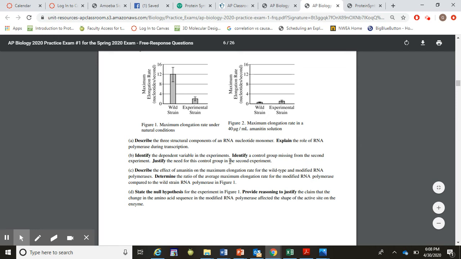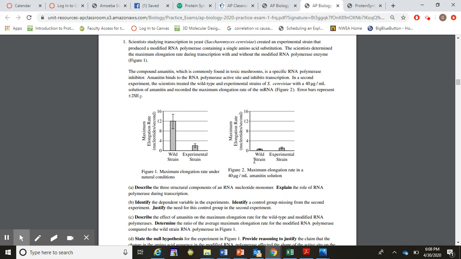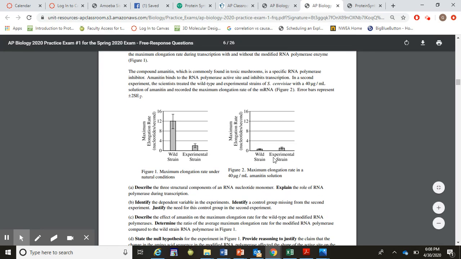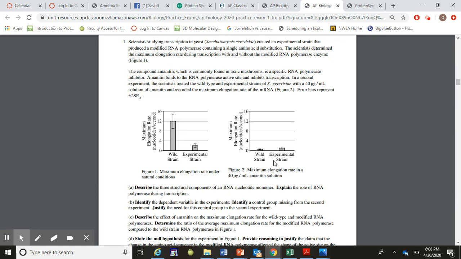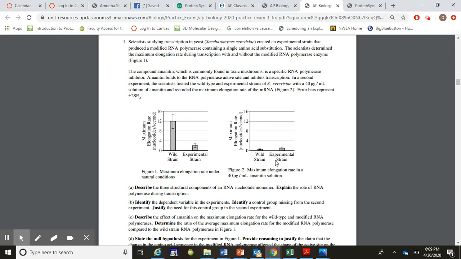Identify a control group missing from the second experiment. So justify the need for this control in the second experiment. So here we have the wild strain treated with the amanitin. The experimental strain is also treated with the amanitin. And we would like to identify a control group that we should have. So typically your control group is just the one that is not treated with something, so it does not receive your independent variable. So here our independent variable is the amanitin, which they're both receiving. And so we would want a control group that does not receive the amanitin.